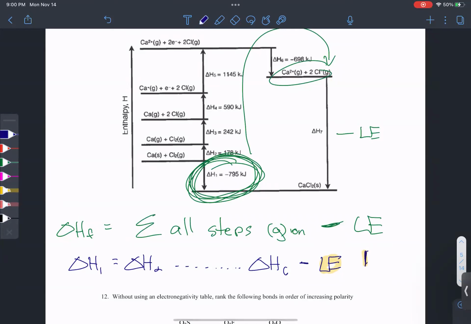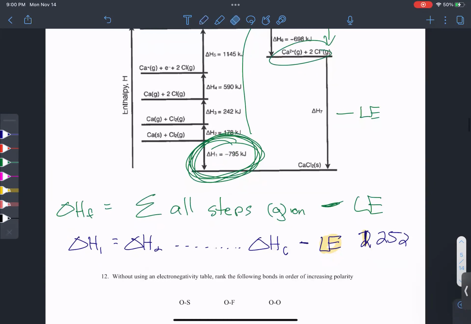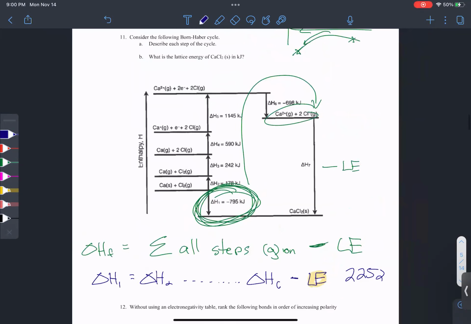1,000, 2,000, 252. Okay, how's that? Good? Do realize that we could give you the missing piece to any one of these steps, but you can still solve it. If I didn't give you the first ionization energy, but I gave you lattice energy, you just have to fill in the right step.